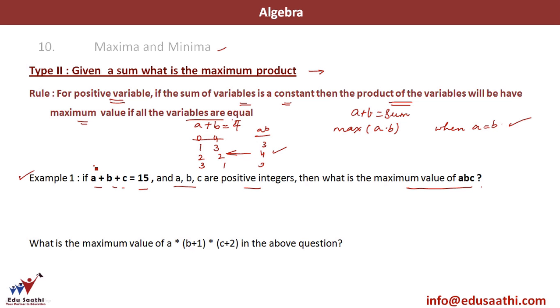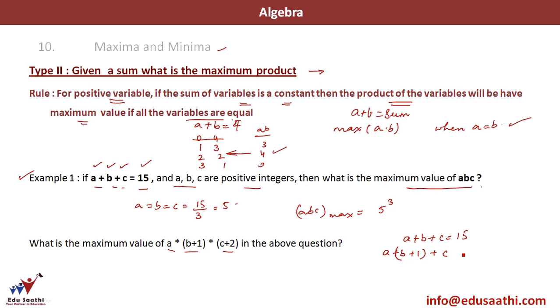So I know if the sum of the numbers is fixed, their product is maximum when all the numbers are equal. So all of them would be 5. The maximum value of their product abc would be 5 cube. What is the maximum value of a into b plus 1 into c plus 2 in the above question? Now whenever you have a question of this type, you always need to modify your equation as per your needs. So what you do is, you do a plus 1 here and you do a plus 1 on the other side. That's completely okay. You do a plus 2 here and you do a plus 2 on the other side.